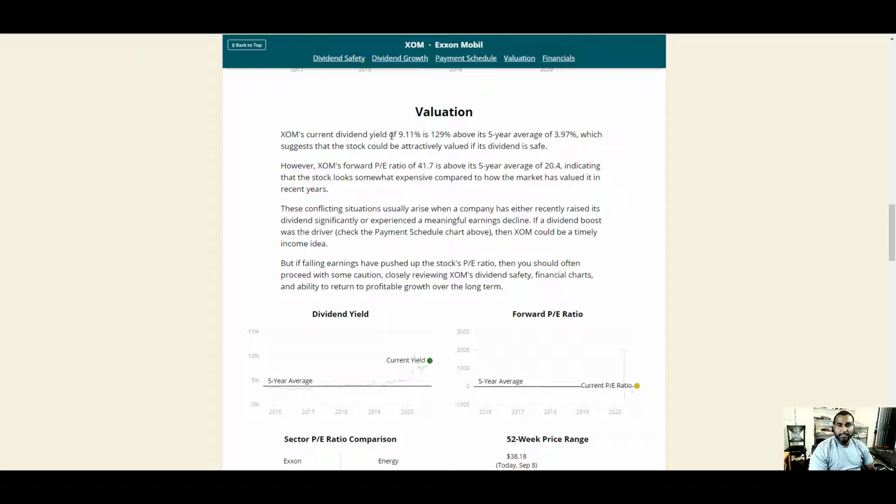Current dividend yield of 9.11 is 129% above its 5-year average of 3.97. Okay, they pay you around 3.97, which suggests that the stock could be attractively valued if the dividend is safe. However, Exxon's forward P/E is 41. It's above the 5-year average, which indicates the stock looks somewhat expensive compared to what the market has valued in the recent year.